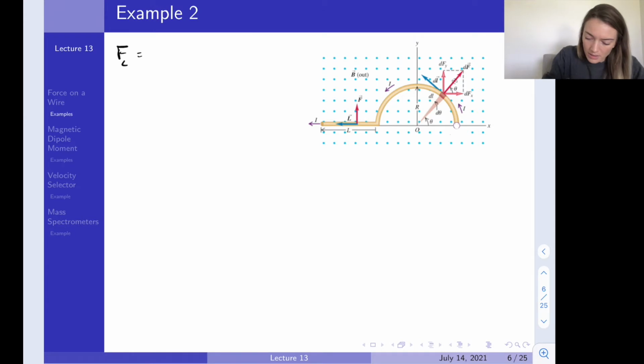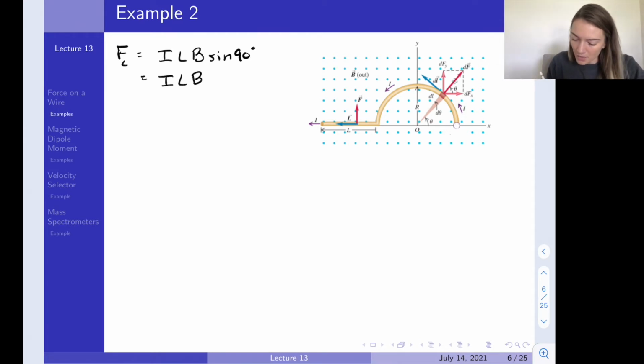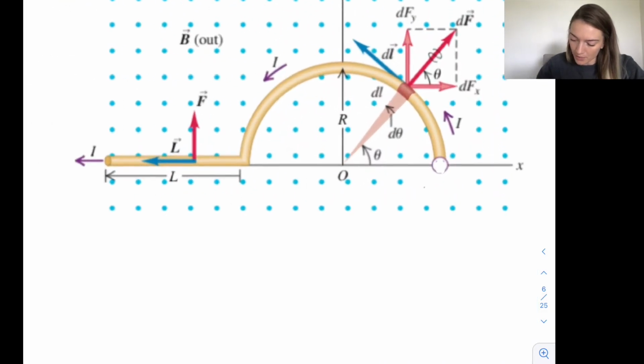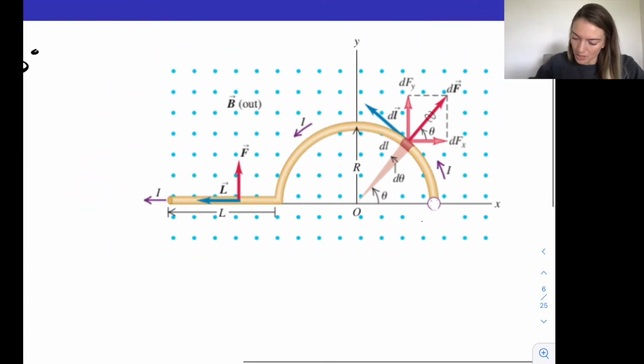And they're perpendicular, so the force will just be ILB sine of 90. So it will just be I, the length of the wire segment, and then the magnitude of the magnetic field, and it will be in the y hat direction. Okay, so now we need to find the force on that curved segment. So we'll call that FC. So in this case, we have to look at it carefully to figure out what the direction is.